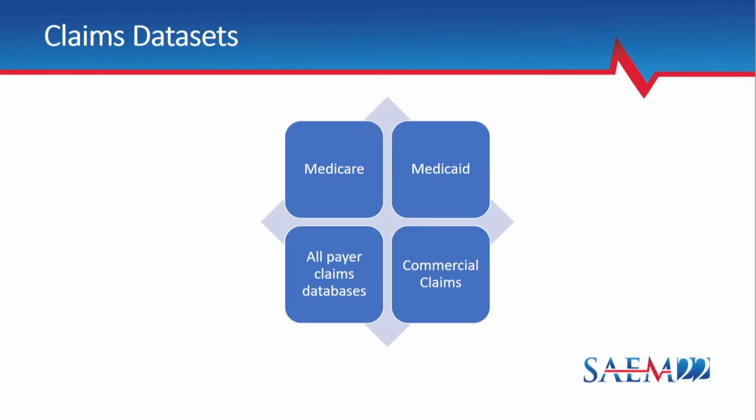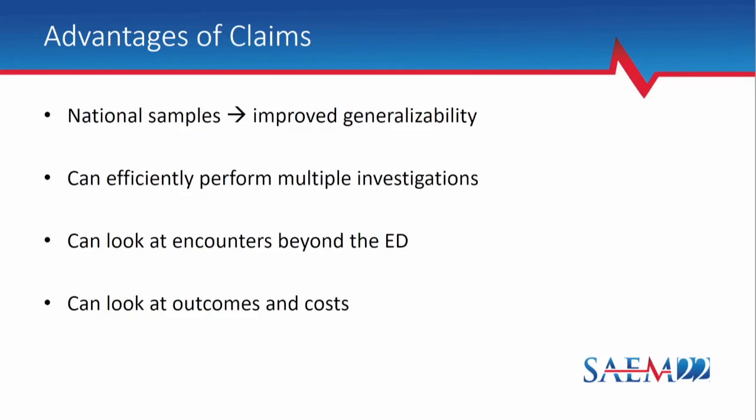So I'm going to talk primarily about claims. That's mostly what I do. I work primarily with Medicare, but there are also Medicaid claims, Amber's work with that, all payer claims databases, and commercial data sets. So what are the advantages of claims? Improved generalizability, large sample size to really look at more rare outcomes.